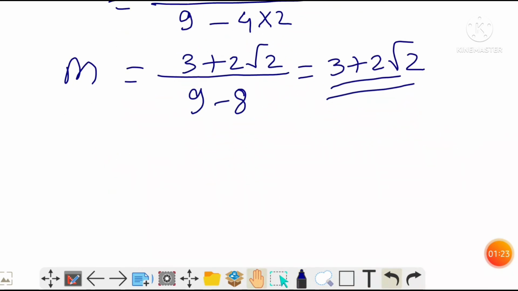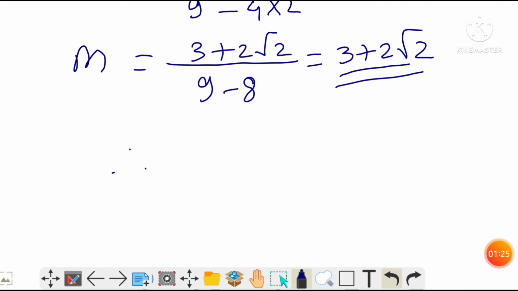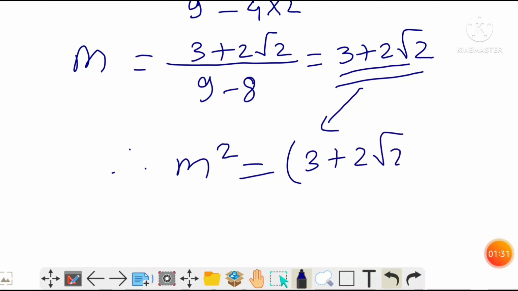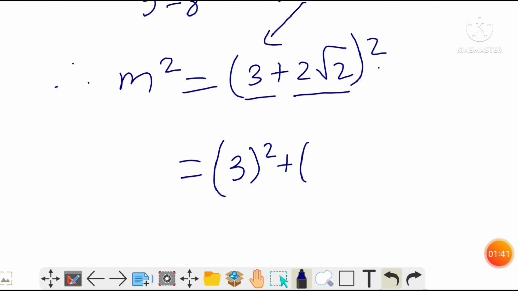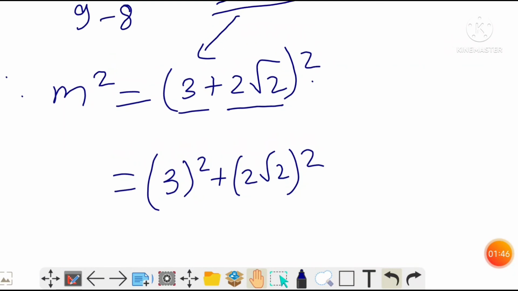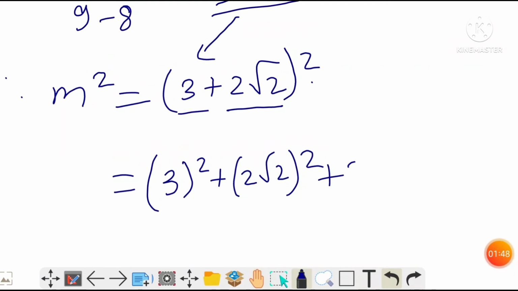Now we have to find the value of m square. That means we have to square it. 3 plus 2 root 2 whole square. Now it will be easy for us to calculate. Equals a plus b whole square means a square plus b square, b is 2 root 2, plus 2 into a into b.